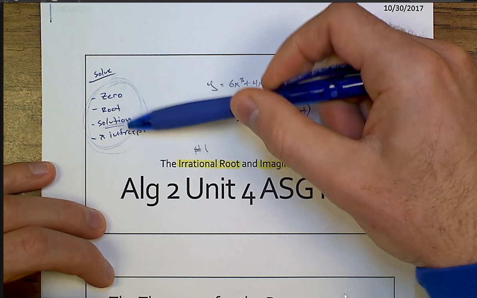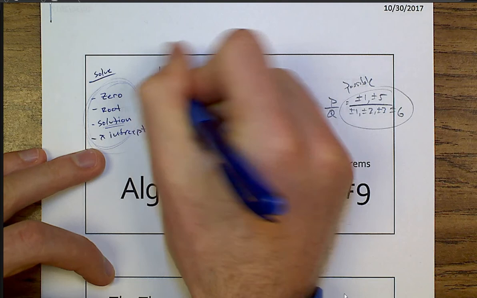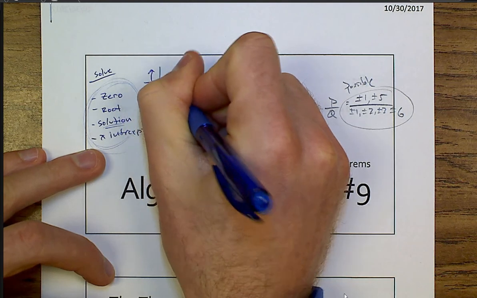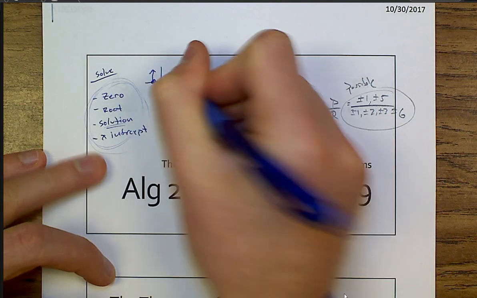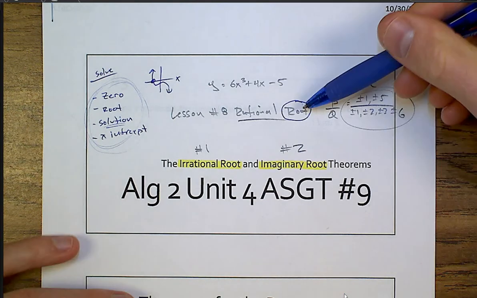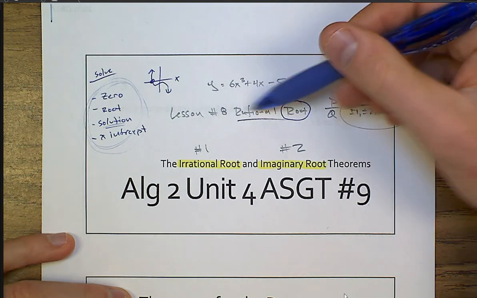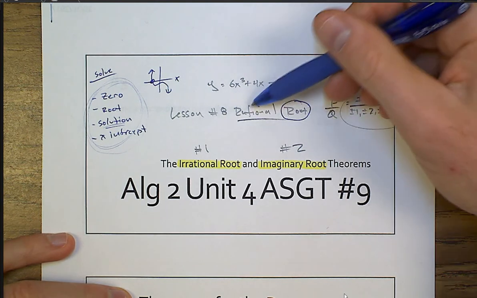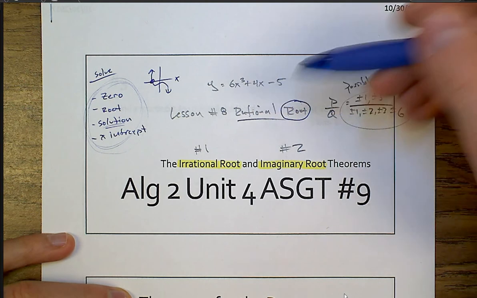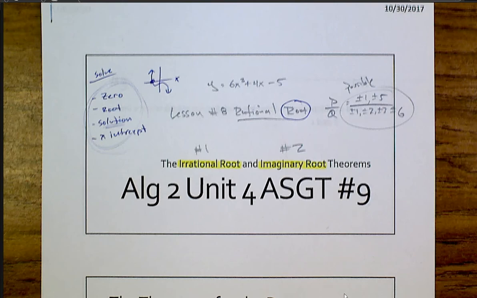Find the x-intercepts, right? When we solve by graphing, we're looking for where the polynomial crosses the x-axis. That's an x-intercept. That's also a zero. So when you see these words, sometimes in math we've got to interpret the language. So Lesson 8, rational root, rational things that we can write as fractions. Today we're going to be talking about irrational root and imaginary. So there's a little background information for you on that.